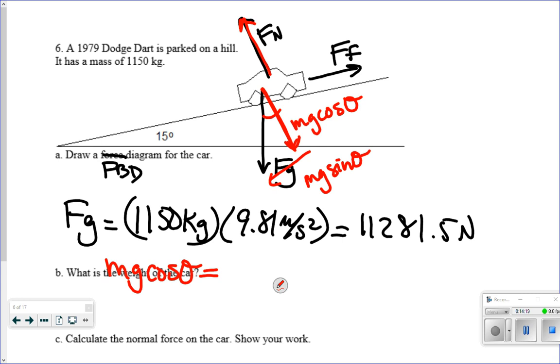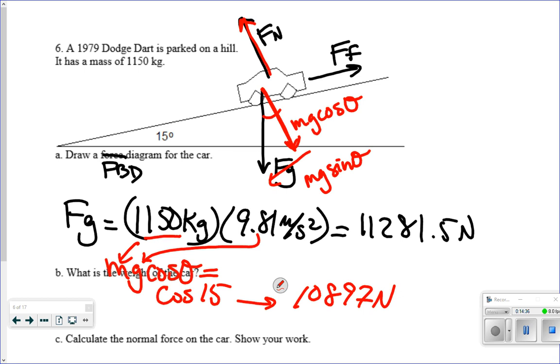So I'm going to take my 1150, that's m. I'm going to take 9.81, that's g. And I'm going to do the cosine of 15. Don't forget, you need to be in degrees, not radians. And then when we plug in all those fun numbers into our calculator, ta-da, that's our normal force.